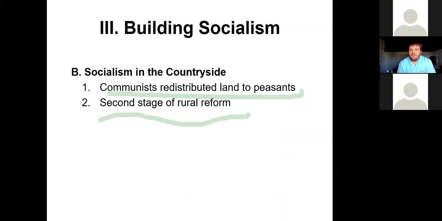But both of them had the government redistribute land to people. There was a second stage of rural reforms. So there was an effort to end private property and land by collectivizing agriculture. In China, collectivization was largely peaceful. In the USSR, collectivization was imposed by violence.